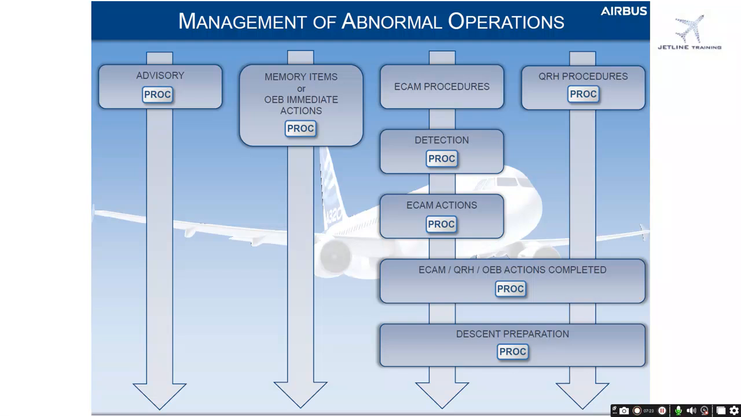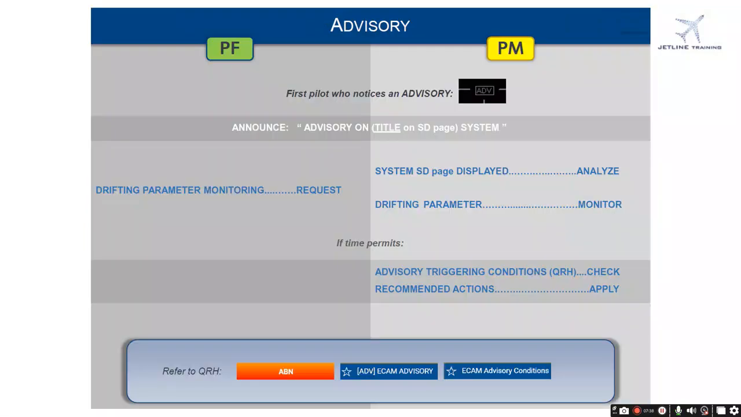To recap everything, management of abnormal operation, we can have advisory. We'll speak right now about advisory condition. We can have memory items or OAB immediate actions that need to be done immediately, ECAM or QRH procedures. Advisory: the first pilot who notices an advisory will pulse this ADV together with the system display. We'll call advisory on, for example, APU or advisory on fuel.